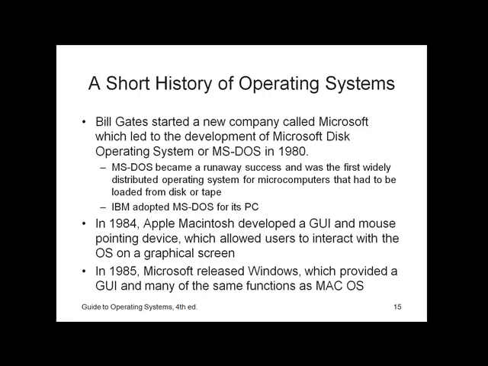And in 1984, Apple Macintosh developed the GUI and mouse pointing device. This was revolutionary. It allowed users to interact with the operating system on a graphical screen. That meant you didn't necessarily have to have all the text and text commands to make the operating system work. In 1985, Microsoft released the very first Windows, which provided a GUI interface and many of the same functions as the Mac operating system.